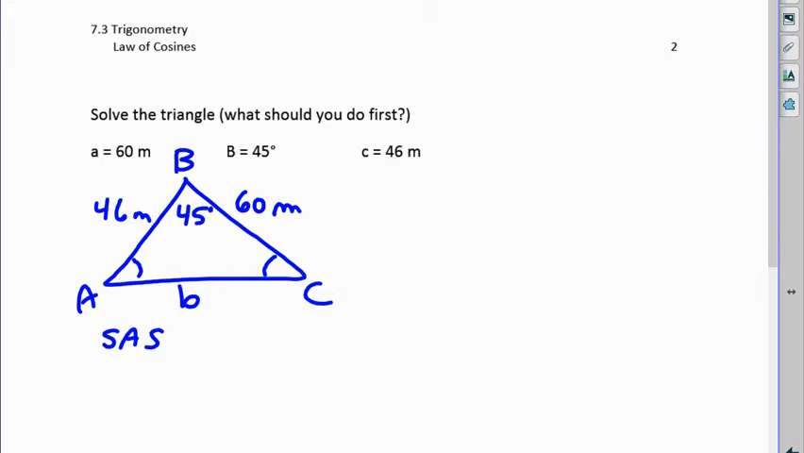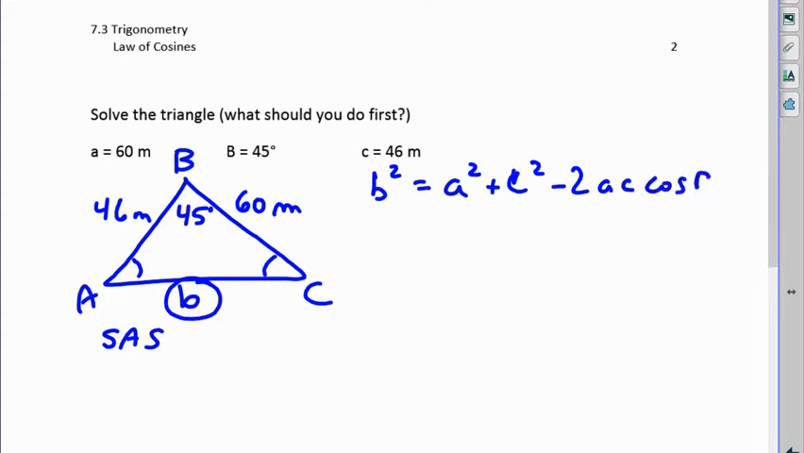Using law of cosines, I will first try to get side B. So finding side B. Oh my gosh, Billy scared me. B squared equals A squared plus C squared minus 2AC cosine B. Sorry, had somebody visit in COVID-19 times. That's strange to happen.